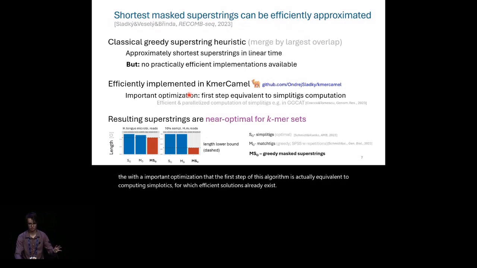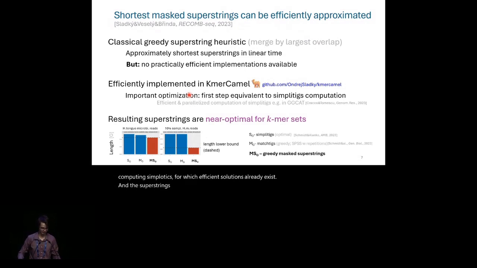And the superstrings computed with this algorithm are close to optimal for k-mer sets, both for the more traditional sets and some where, for instance, subsampling is used, and it outperforms its counterparts based on de Bruijn graph representations.